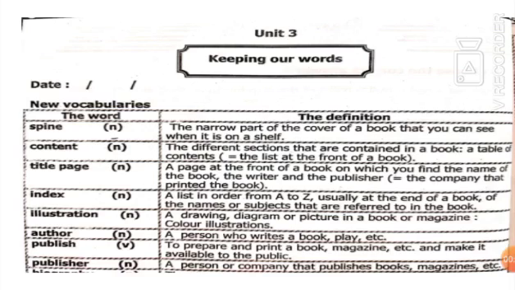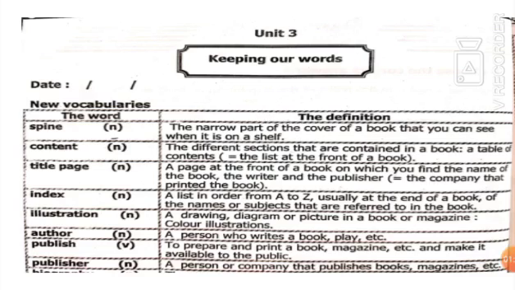Index is a list in order from A to Z, usually at the end of a book, of the names or subjects that are referred to in the book. So pay attention, the title page is at the front of a book or at the beginning of a book, but the index is found at the end of a book. Illustrations are like a drawing, diagram, or picture in a book or magazine, in order to illustrate things or make things clear. Author is a person who writes a book or a play, for example. It means writer.